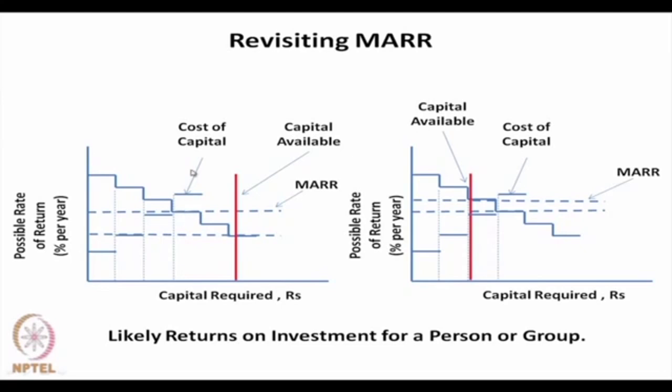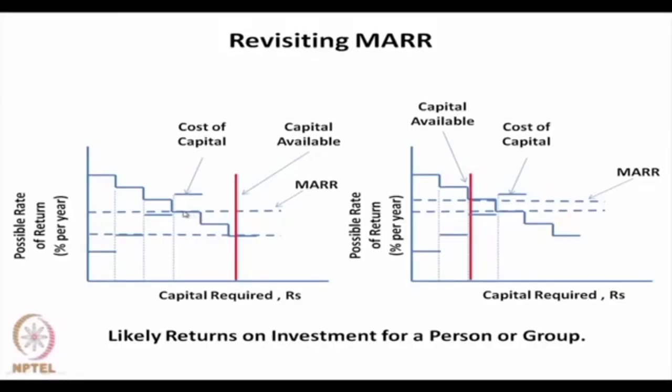So, this is similar to the concept of opportunity cost. Remember that the opportunity cost is the cost of the project that is forfeited. So, in this case, the project that the company or the investor is not considering because its cost of capital is higher, that would be the profit rate that he would have got.